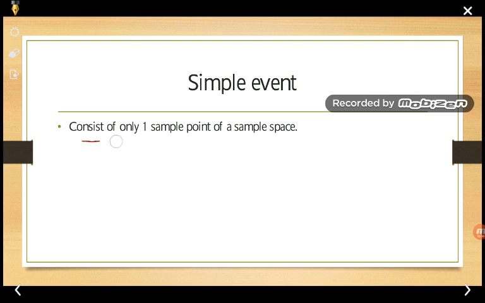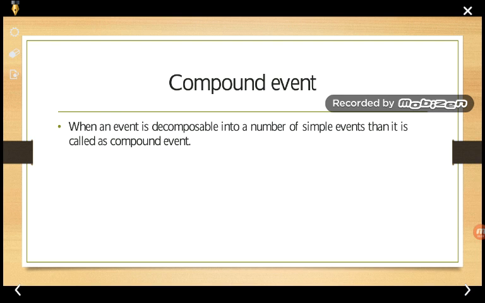So it consists of only one sample point of the sample space. Now coming to compound events. From the name itself, it suggests that when an event is decomposable into a number of simple events, it is called a compound event. So compound events are events which can be broken into a number of simple events. We can decompose or break them into smaller simple events, and that is called a compound event.